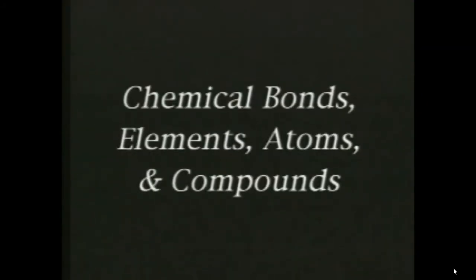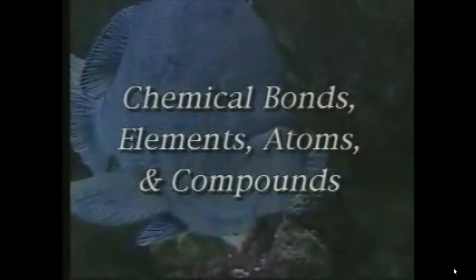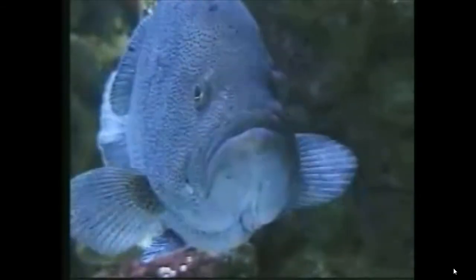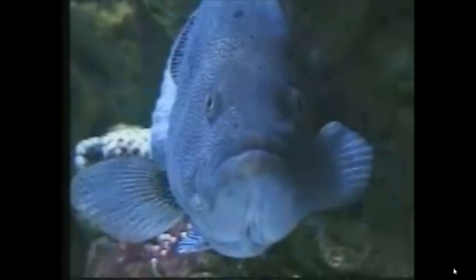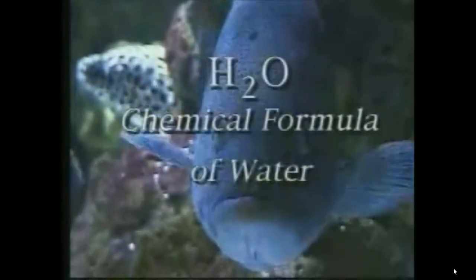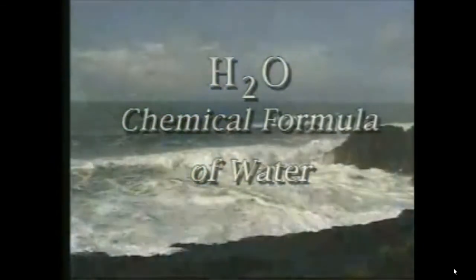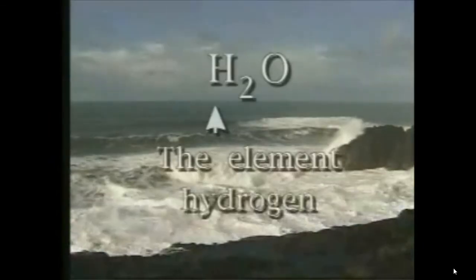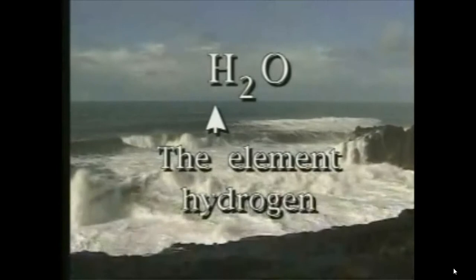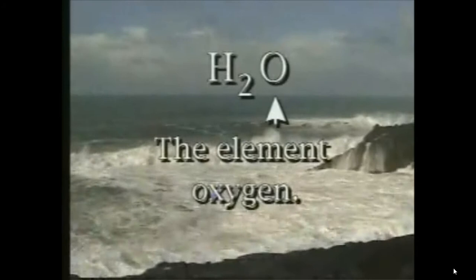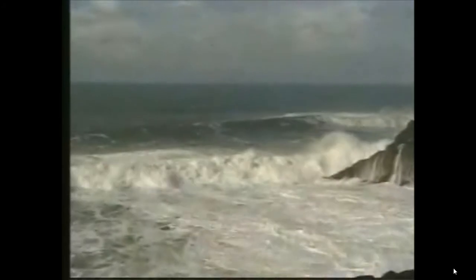Chemical energy is stored in the chemical bonds that hold much of matter together. For example, strong chemical bonds hold the matter of water together. The chemical formula of water, H2O, shows that it contains two elements of matter. One is the element hydrogen, represented by the letter H. The second is the element oxygen, represented by the letter O. The formula also shows that there is twice as much hydrogen in water as oxygen.